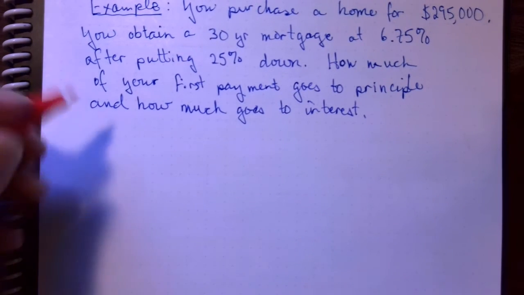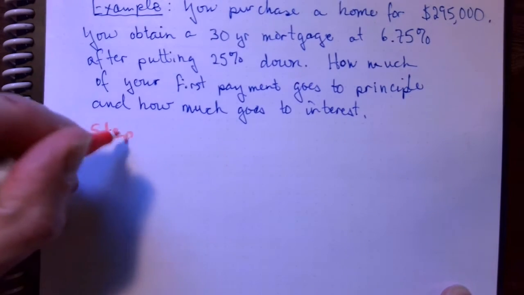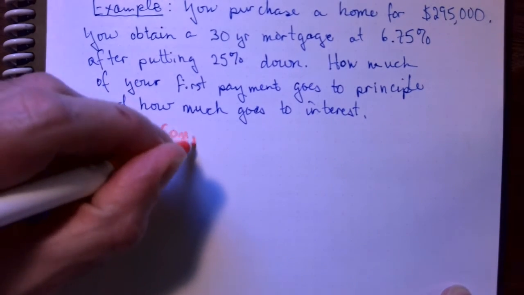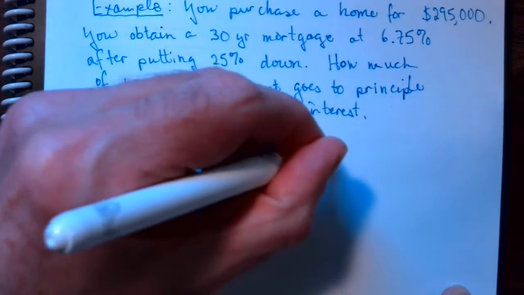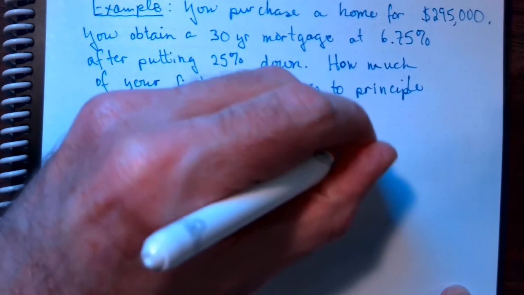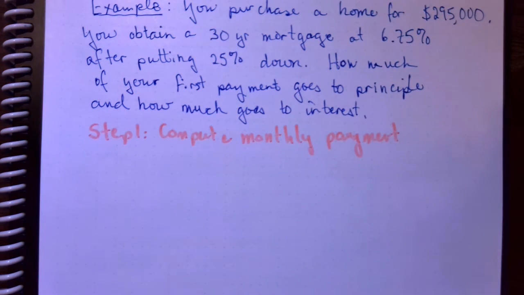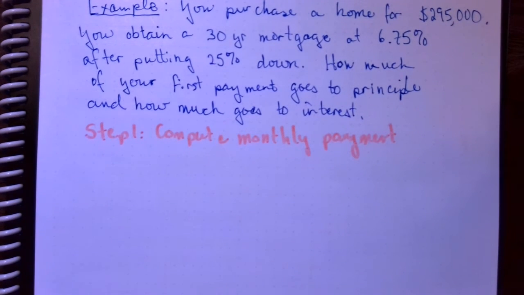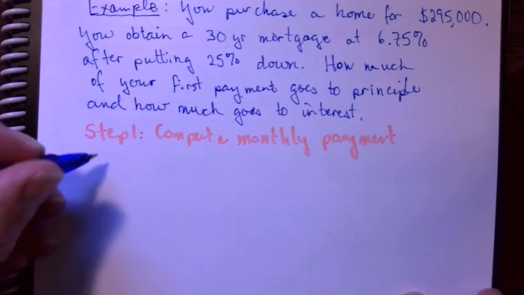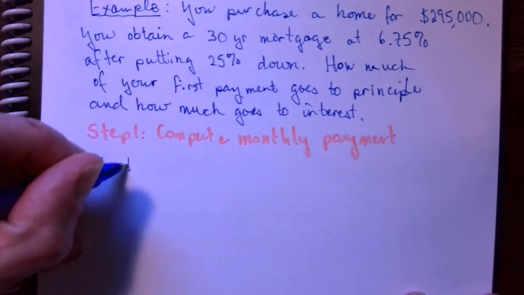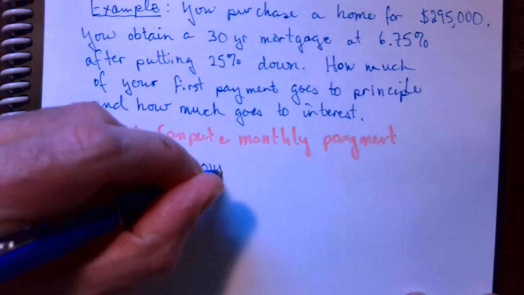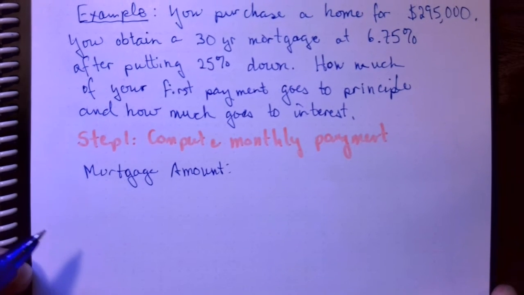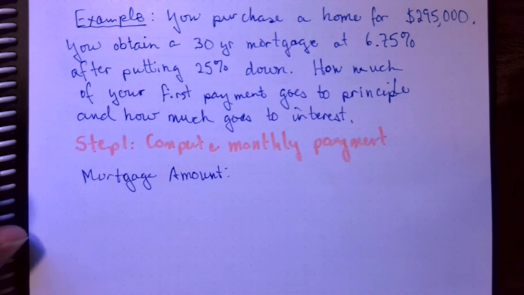Okay, so before we can do anything else, we need to compute our monthly payment. Okay, they didn't give us the monthly payment in the problem, so we have to figure it out ourselves. And before that, I need to know the actual mortgage amount. Okay, I can't compute the monthly payment until I know how much was borrowed.